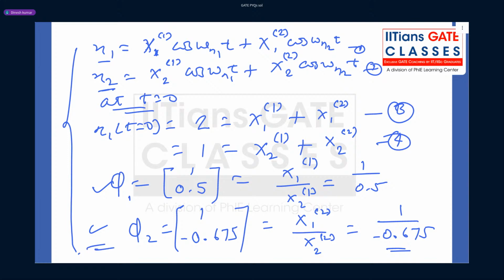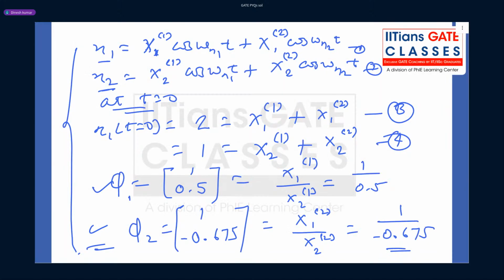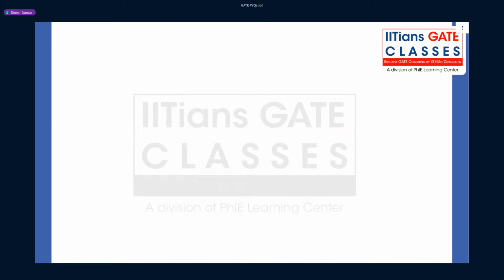Now they have mentioned omega n1 and omega n2, natural frequencies also, but in GATE exam we nowhere use these natural frequencies in case of 2 degrees of freedom problem. These are useful if you have to find this phi 1 and phi 2. These are already given, but we know this phi 1 and phi 2 in terms of mass, stiffness, and these natural frequencies if you go through the basic equations. Okay, so let's move to the next problem.